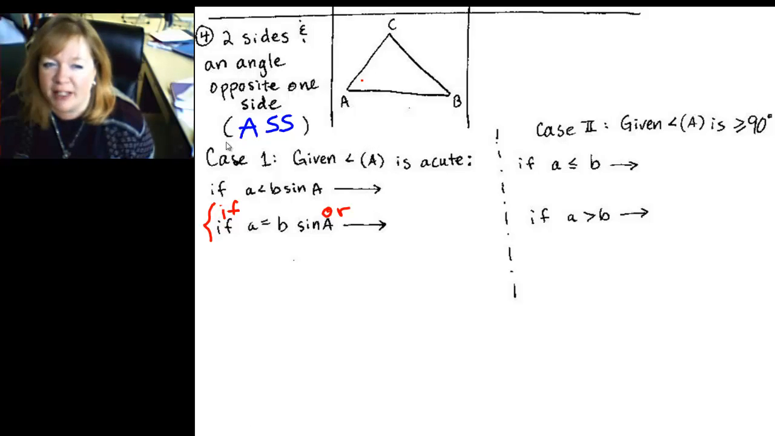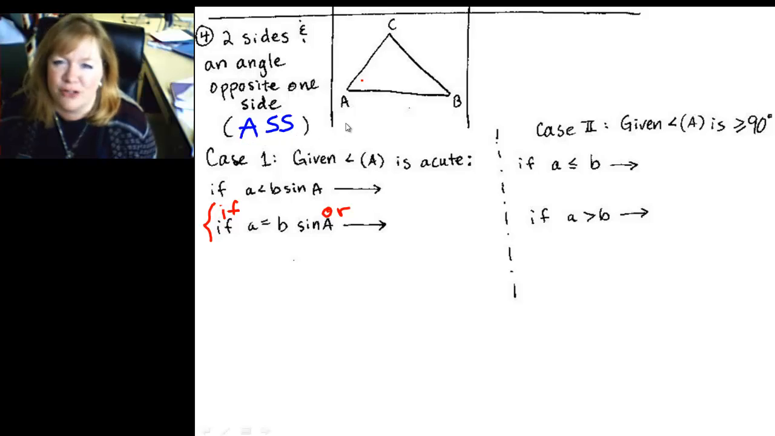I know you're expecting a joke right here. All I can say is when you see angle side side, it is a pain in the angle side side.